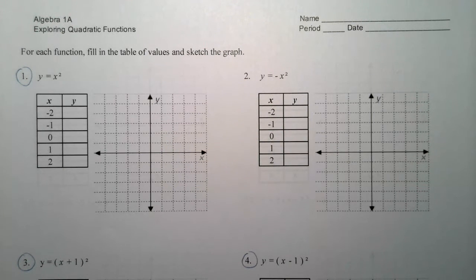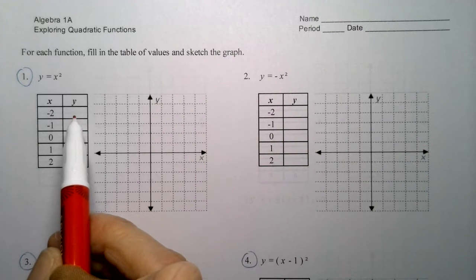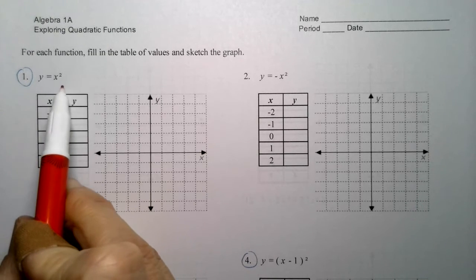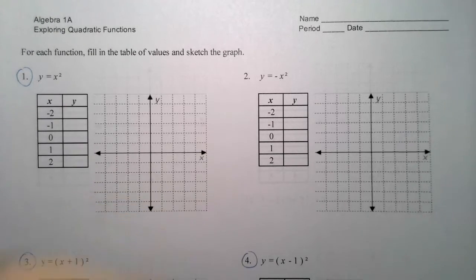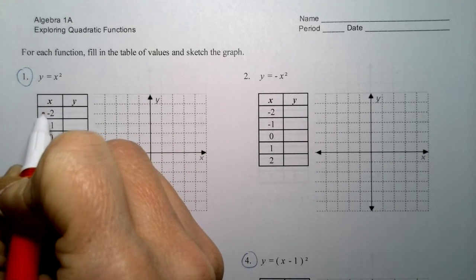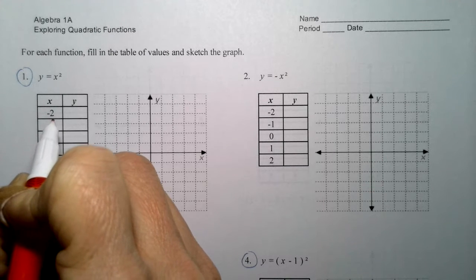Exploring quadratic functions. For each function, fill in the table of values and sketch the graph. So we are given x values and we want to find what its partner y value is. In order to do that, we have to look back at the equation that we have here, and everywhere we see an x, we're going to substitute in the value. So we're going to start right here with the first value, -2.